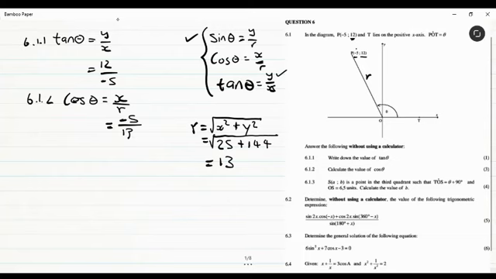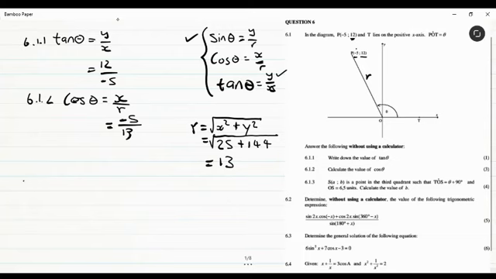And then someone might ask, why is 13 not negative? Why did we choose positive? It's because 13 represents the length of the radius, and the length has magnitude. Magnitude cannot be negative. It's the length. Length cannot be negative. So that's why I chose a positive.